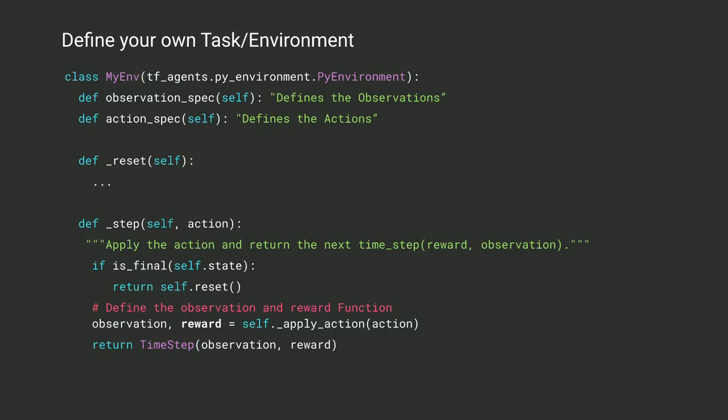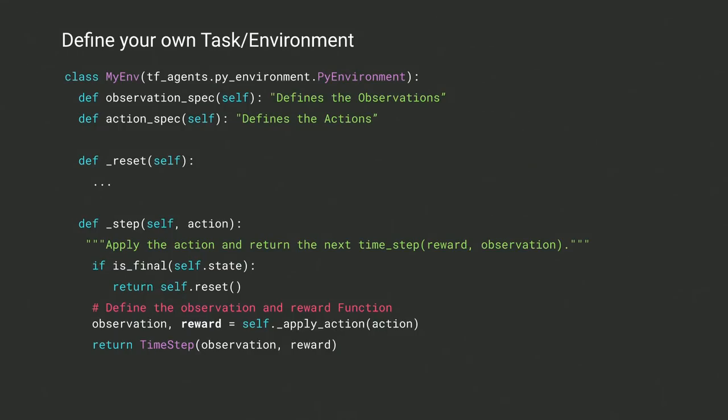Can I see images? Can I see numbers? What does that mean? What actions are available to me? Do I have 2 actions, 3 actions, 10 different actions? What are the possibilities I have? And then the reset method, because as we say, while we're learning, we need to keep trying. So we need to reset and start again.